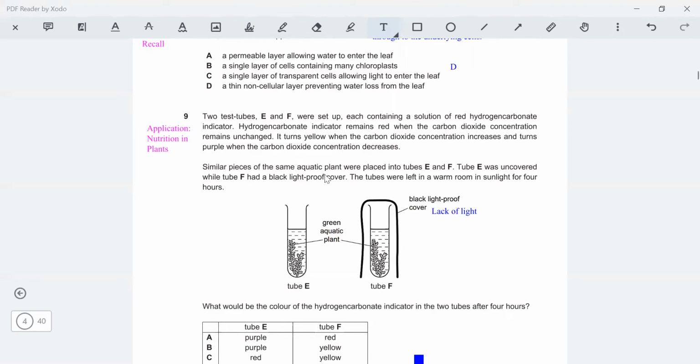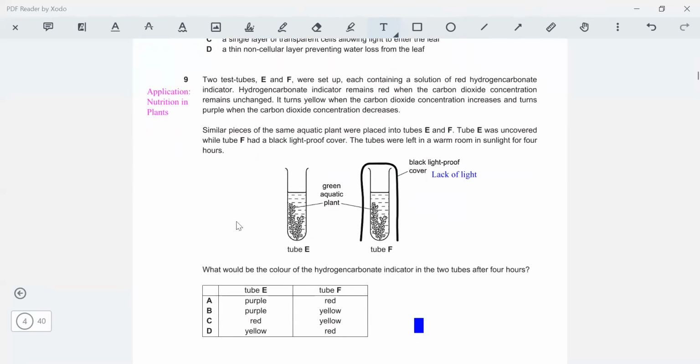So they give you this information here, and of course, this information will be important when you look at the question later. So similar tubes of the same aquatic plant were placed in tubes E and F. Tube E was uncovered while tube F had a black light-proof cover. So this already shows that the difference is the lack of light in the conditions. The tubes were left in a warm room in sunlight for 4 hours. So all variables are the same except for the lack of light in tube F. And what would be the color for hydrogen carbonate indicator in the tubes after 4 hours?